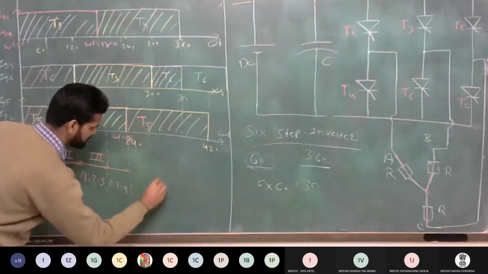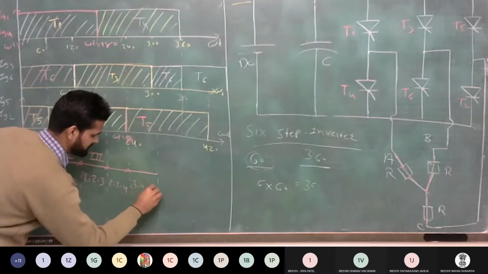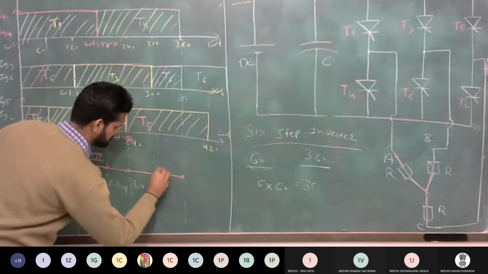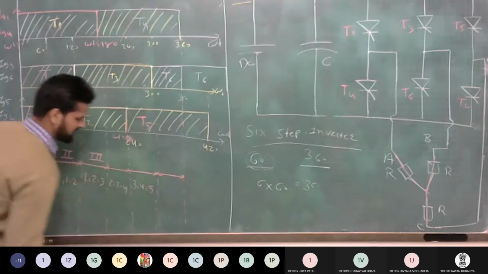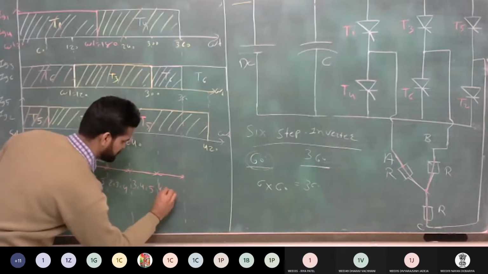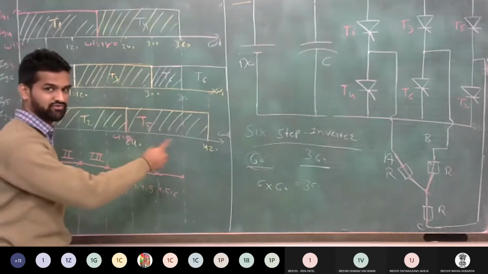Same way the next 60 degrees. Fifth step 4, 3, 5. 3, 4 and 5. Clear? And last step, sixth step: 4, 5, 6. And then next 360 to 420.